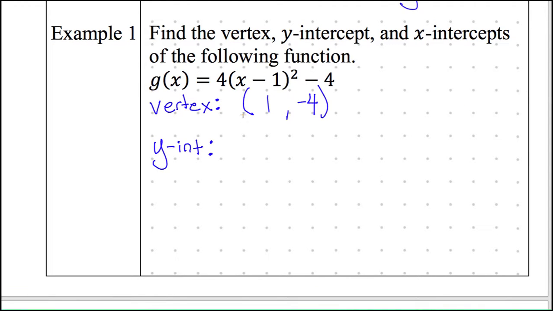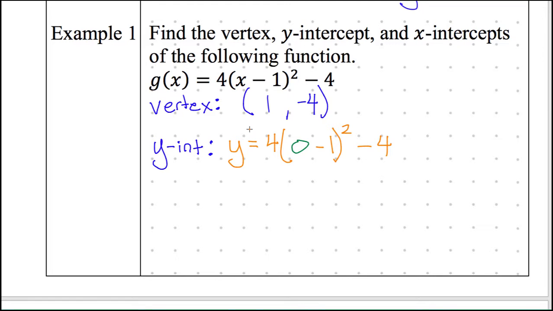I'm going to rewrite that out. So g of x. And instead of writing g of x, can we write y? This thing is the same thing as writing y. So I'm going to say y equals 4 times the quantity of, and here I go, I'm plugging in 0 for that x, minus 1 quantity squared minus 4. Instead of writing the g of x, I change it to a y. They're basically the same thing. I'm just kind of cheating by making it easier on us.